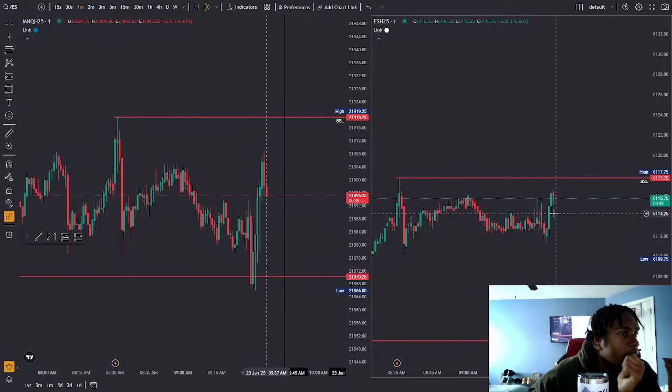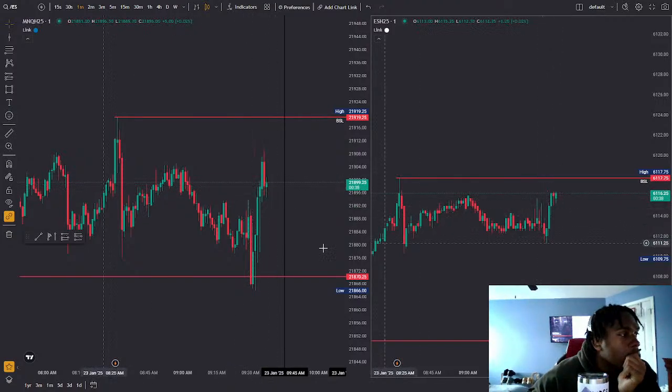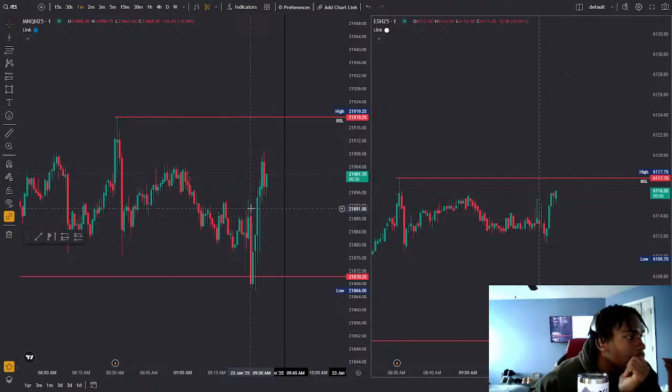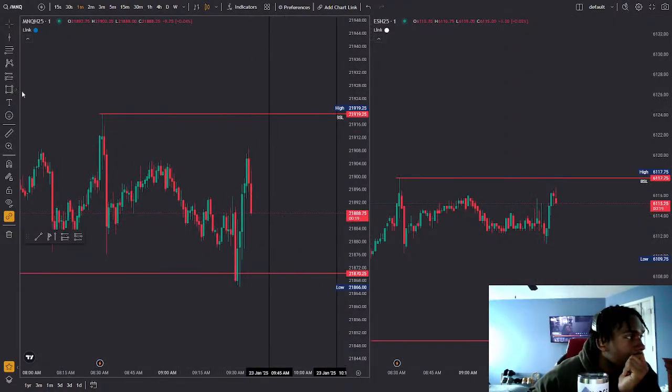I wonder if ES hits its gap and then we see that move higher. This is a breaker block right here though. This right here is a breaker block that we're bouncing off of right now, this 9:29 candle. We're digging into it right now.